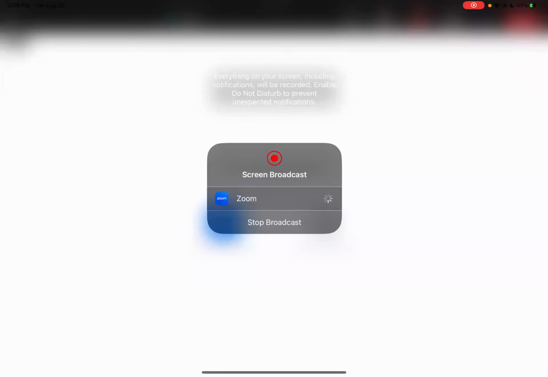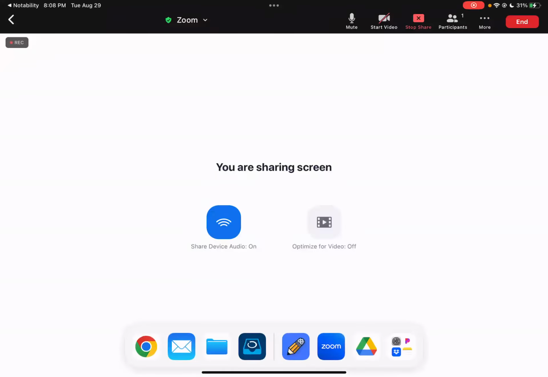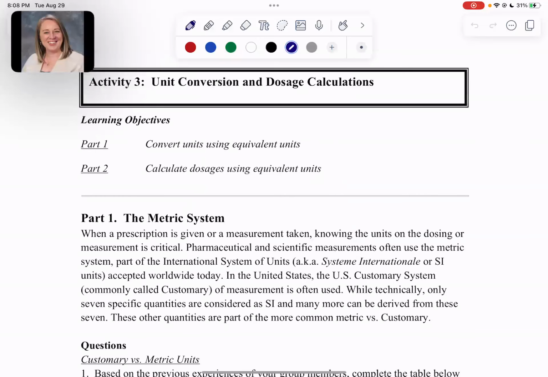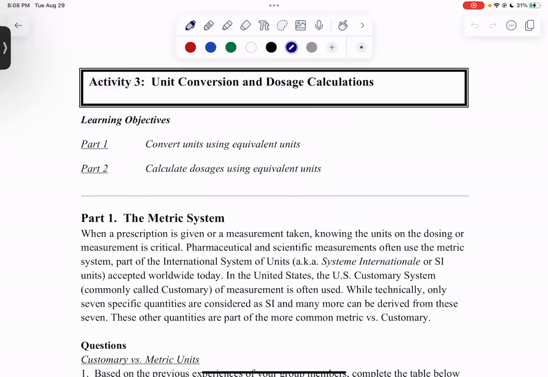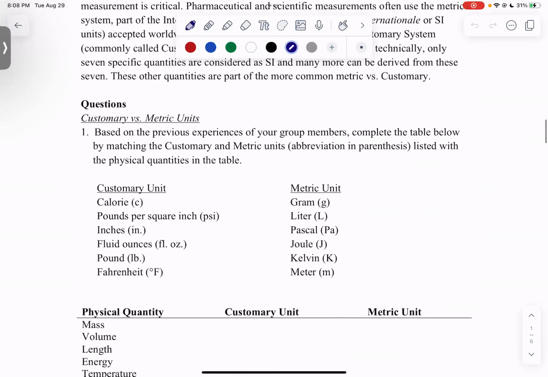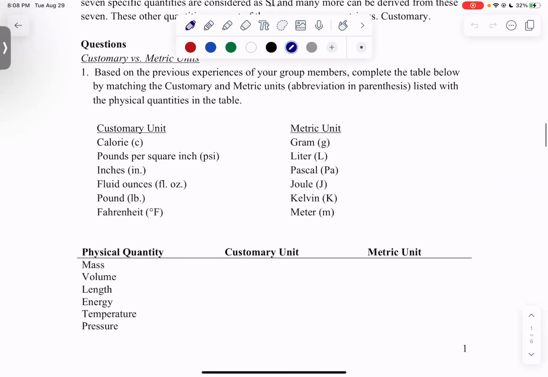We are going to go over the review activity that we did in class today. And here it is. So this is unit conversion and dosage calculation. This is something that you're really going to need. And so you can kind of read through. I'm not going to read the text to you, but at every point that I'm about to do something, I want you to pause the video and try to answer the question without my help.